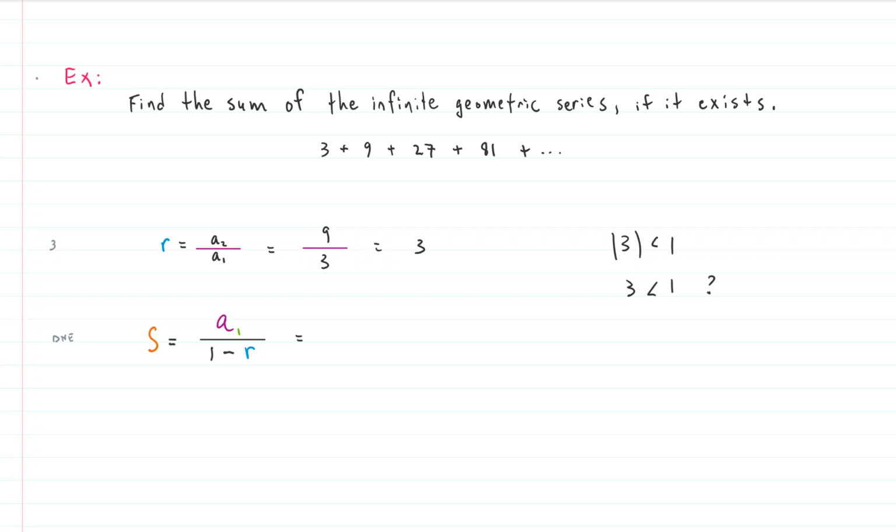It's not. So the conditions haven't been met, and we can't use this formula for the sum. So all we say is the sum does not exist. That's what DNE stands for, does not exist.